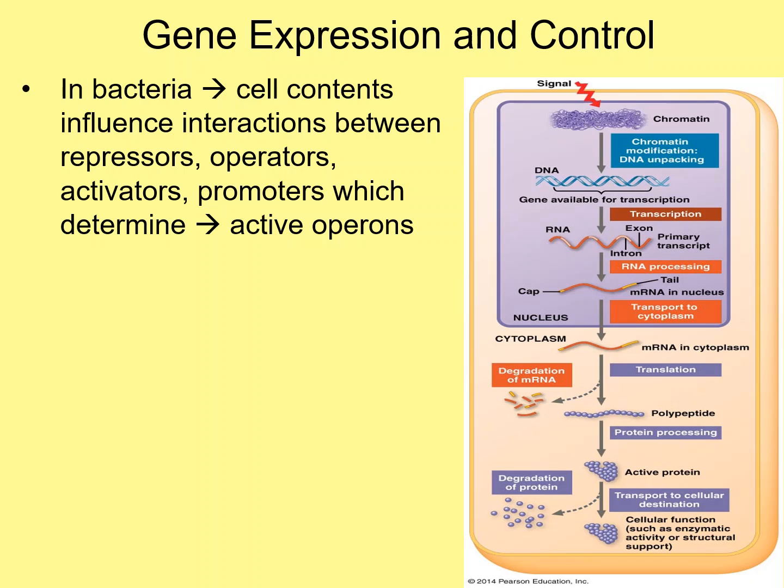You can't transcribe it. We can add acetyl groups to the chromatin and actually open up that part of the chromatin and make it easier to be transcribed, and that's going to mean that those genes are probably going to be transcribed more often than other parts of the genome.